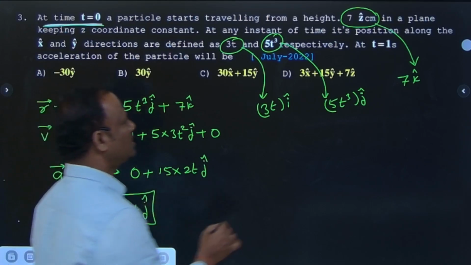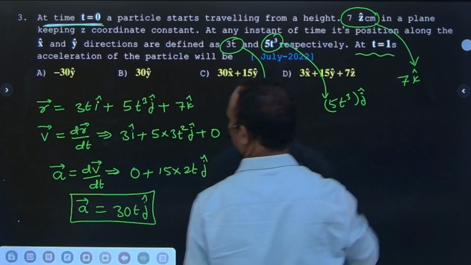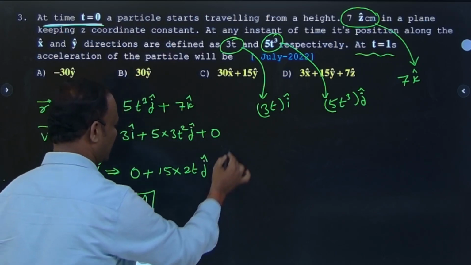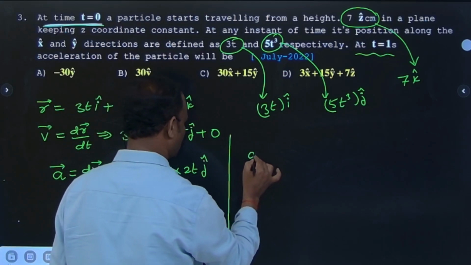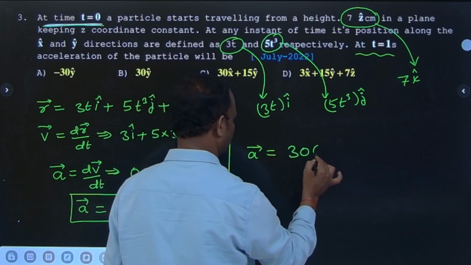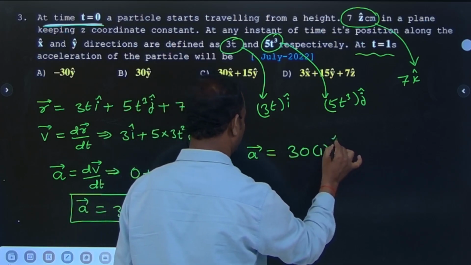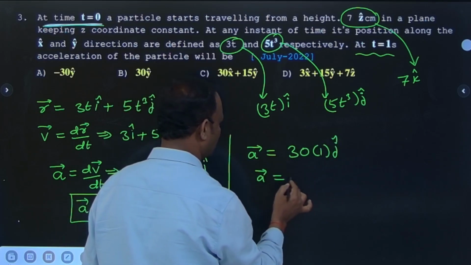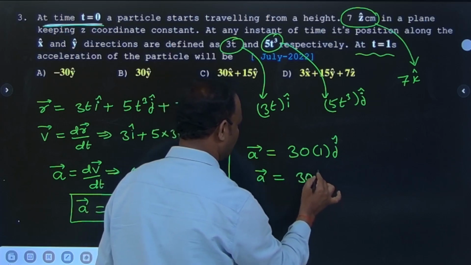But the question has given at t equals 1 second, what is the acceleration? At t equals 1, acceleration a is equal to 30 into 1 into j cap. So a is equal to 30 j cap.